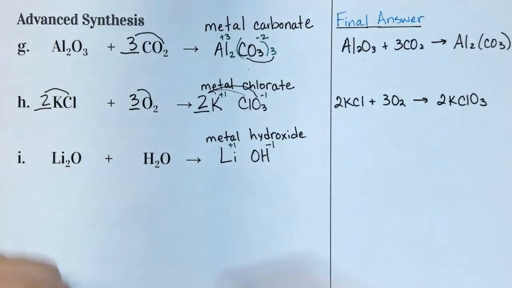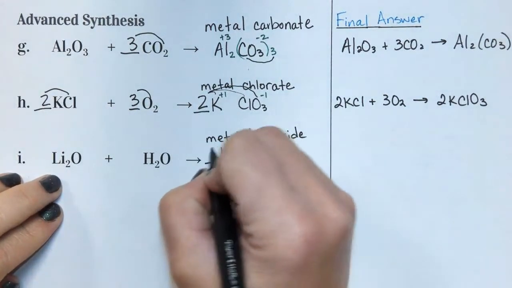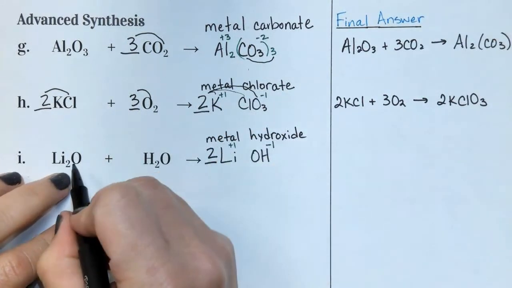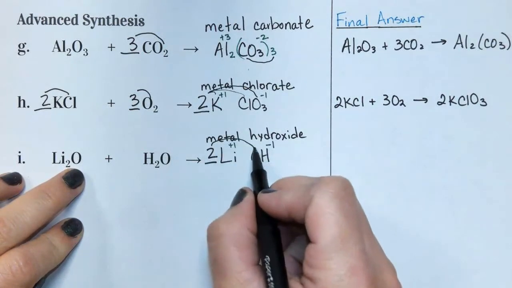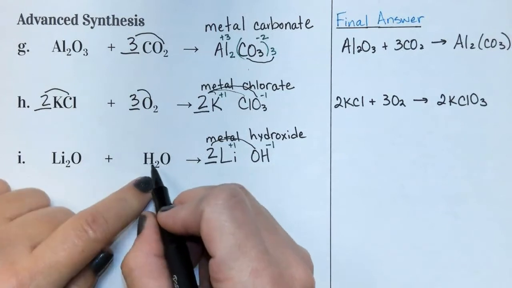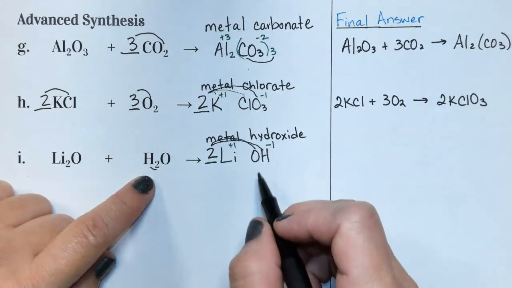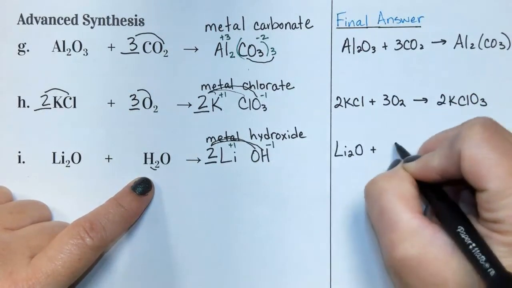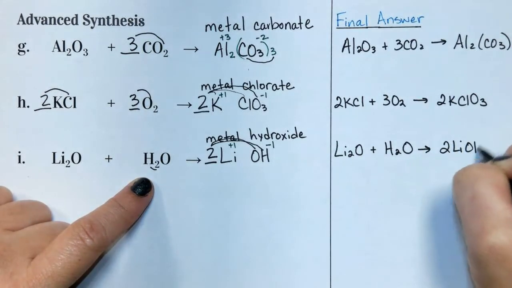So now we balance the coefficients. You have 2 lithiums on the left, but only 1 lithium on the right, and so we need a coefficient of 2 here. Then we have 1 plus 1 is 2 oxygens on the left, and there are 2 oxygens on the right. And then we have 2 hydrogens on the left, and this gives us 2 hydrogens on the right. So our final answer is 1 lithium oxide plus water yields 2 lithium hydroxides.